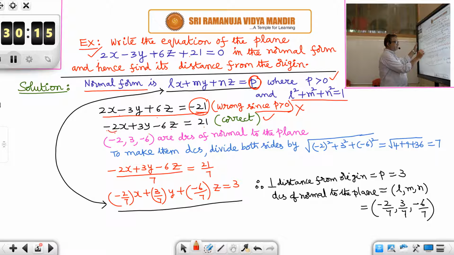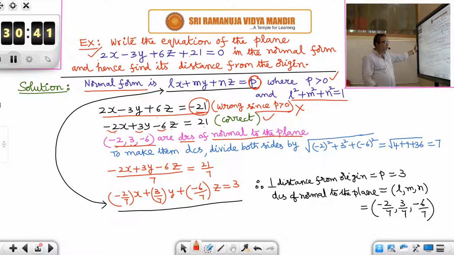But here these coefficients, the x coefficient, y coefficient, z coefficient, minus 2, 3, 6, are what? They are the DRs, not DCs but DRs, of the normal to the plane. Perpendicular to the plane, there will be a vector. That vector's DRs. That means minus 2i plus 3j minus 6k is a vector perpendicular to the plane.